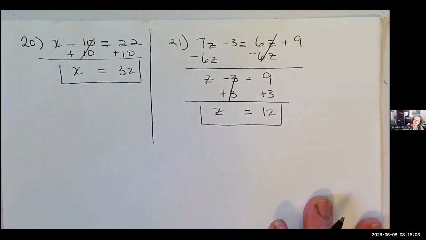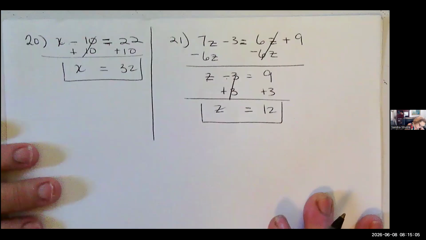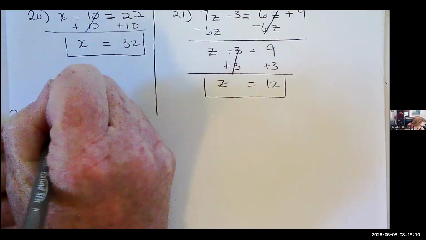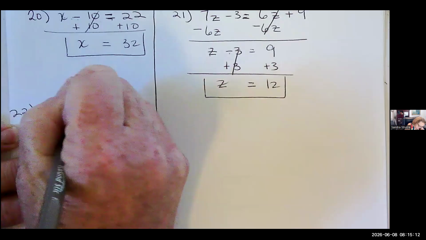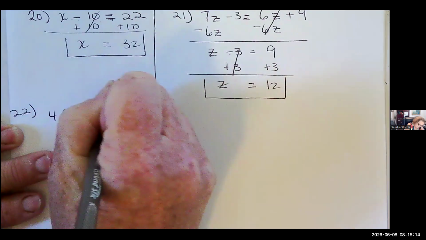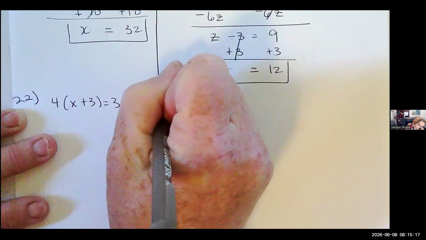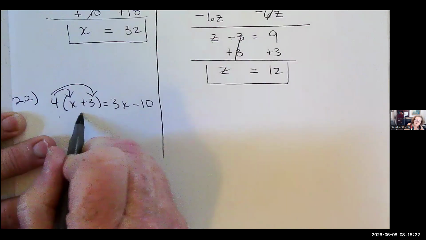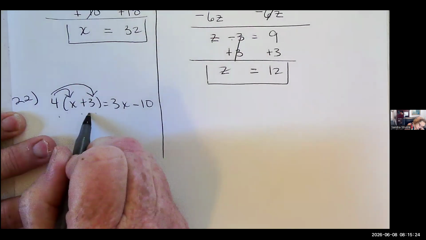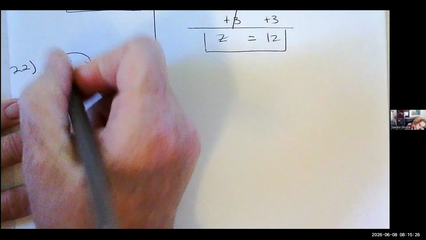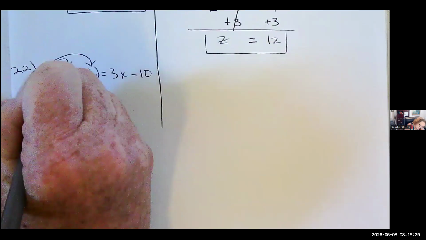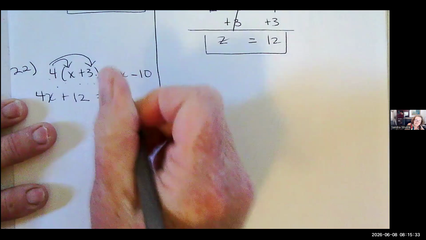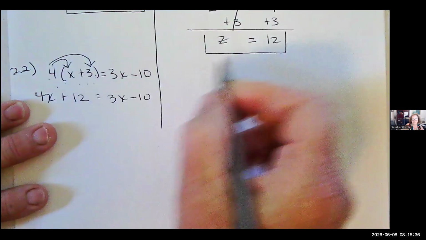The next one is 22. And it's 4 times x plus 3 equals 3x minus 10. All right. We have to distribute that 4 across this binomial. So 4 times x and 4 times 3. 4 times x is 4x plus 4 times 3 is 12 equals 3x minus 10. Now we're going to do the same thing we just did up here. Get the x's on one side, the constants on the other.